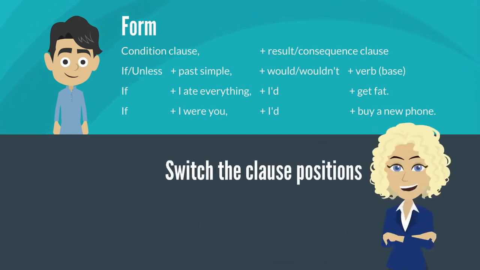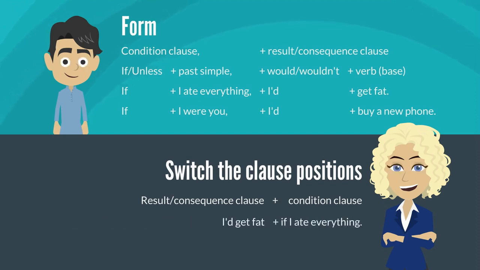We can also switch the positions of the clauses. The form is result or consequence clause plus condition clause. Notice that there is no comma when the clause positions are switched. For example, I'd get fat if I ate everything. I'd buy a new phone if I were you.